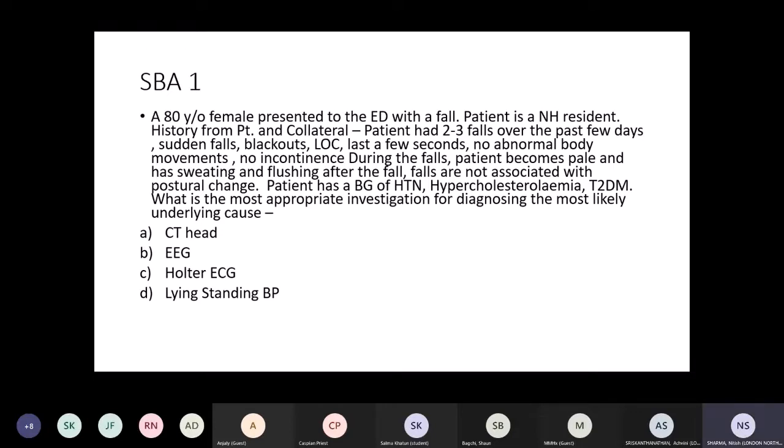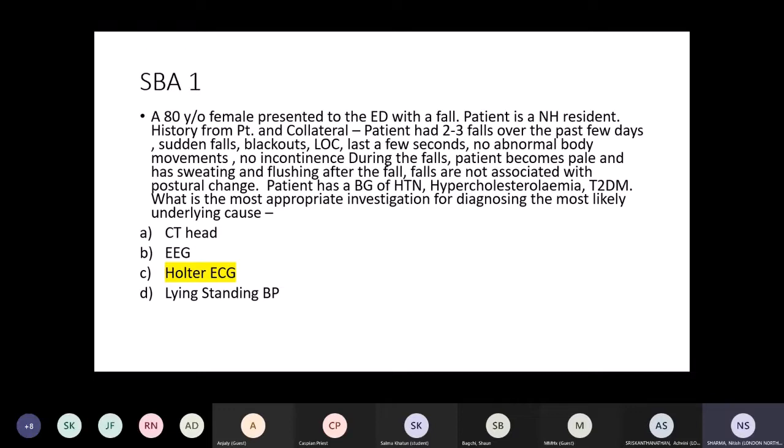Show the results. So yeah, the correct answer is Holter ECG. The key thing is most of these answers are correct, but what is the most appropriate investigation for diagnosing? So yes, you would do a CT head, because in any elderly patient who had a fall with a head injury, you would always go for CT head. EEG is important, but not in this case, because as you can see, there are no abnormal body movements, no incontinence, so it is highly unlikely that it could be a seizure.